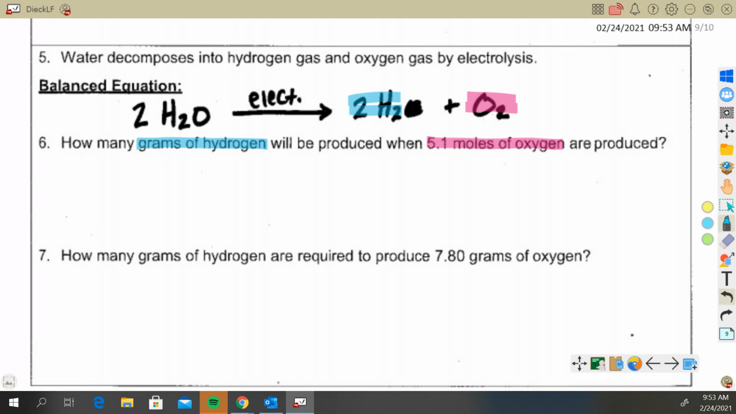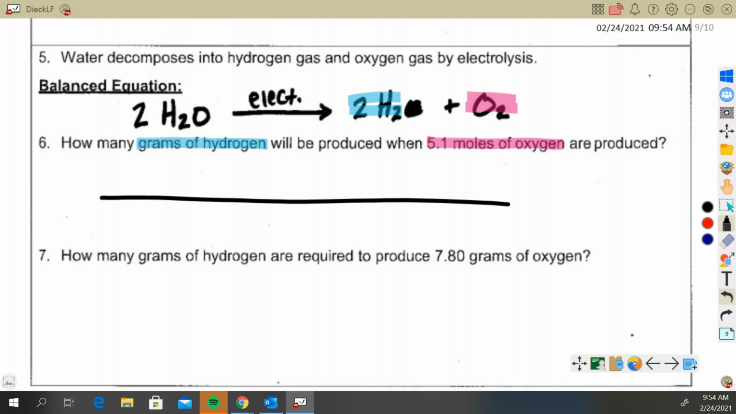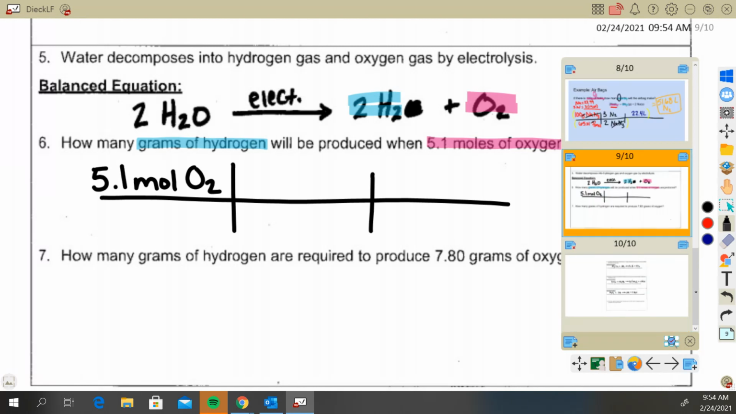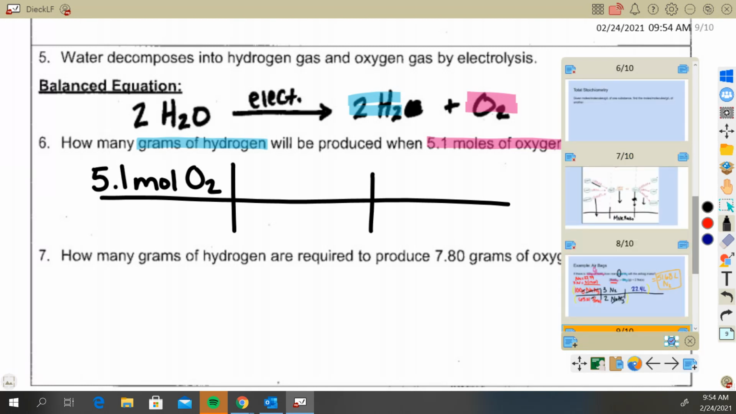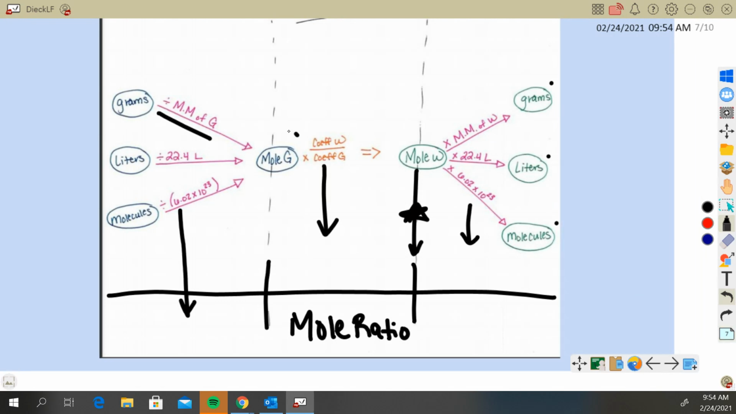All right, we are going to use our little flow chart to help us with this. We know that our given is going to go in the upper left-hand corner. So our 5.1 moles of oxygen, we know for starters is going to go here. But let's look at our flow chart. My starting point is moles. So right now I'm starting right here, moles. Do I need to put anything underneath of it? No. I sure don't. Okay.